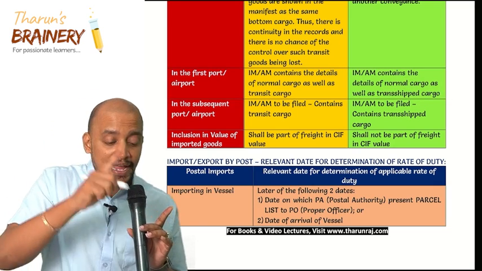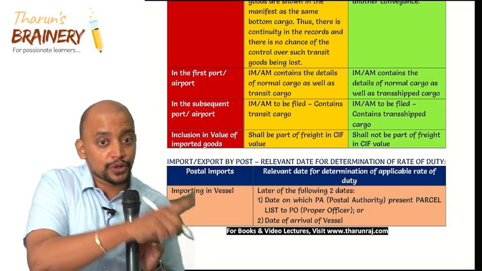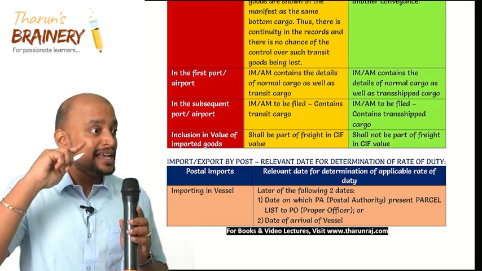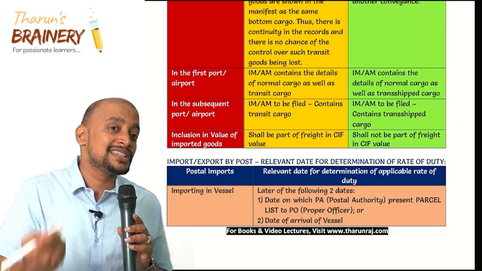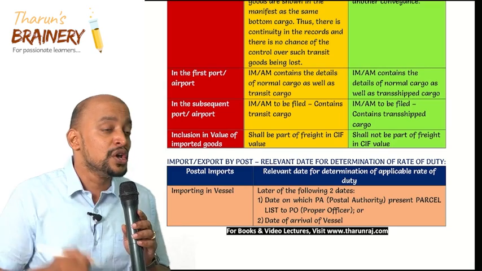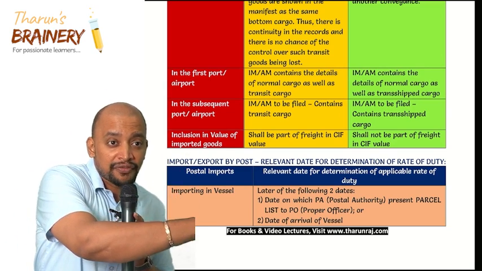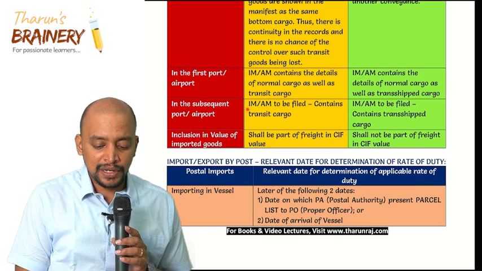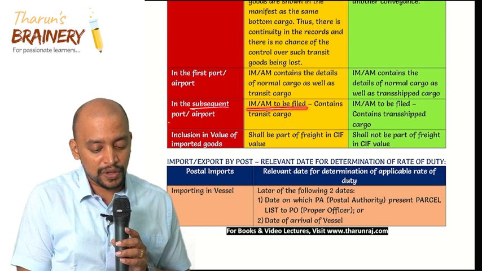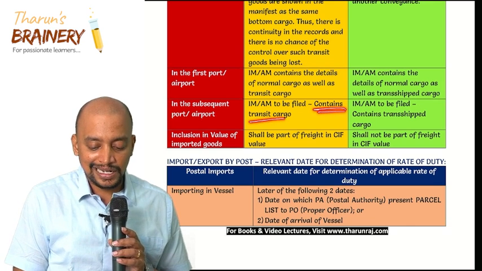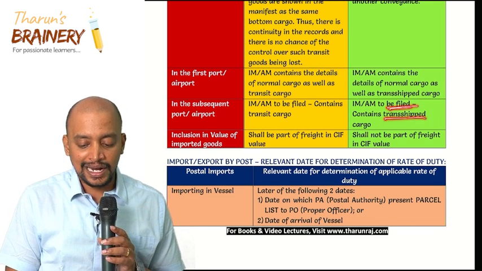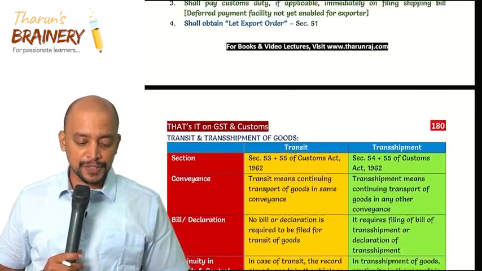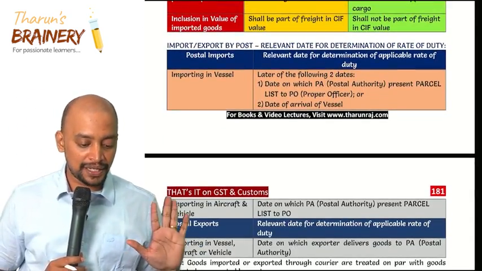You got it? Again, the ship will be going to Kochi port. Now in Kochi port, they have to file the import manifest again. Yes, again they need to file an import manifest, but in this import manifest, what goods do they need to submit? Only those goods which they are bringing from Surat to Kochi. So the IM or AM to be filed in the subsequent port or airport contains the details of transit cargo and the details of transshipped cargo. Okay, so this is with respect to transit and transshipment.